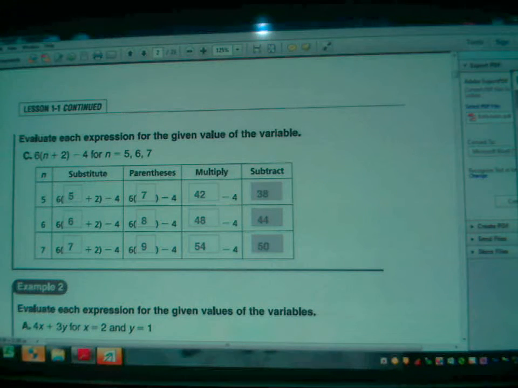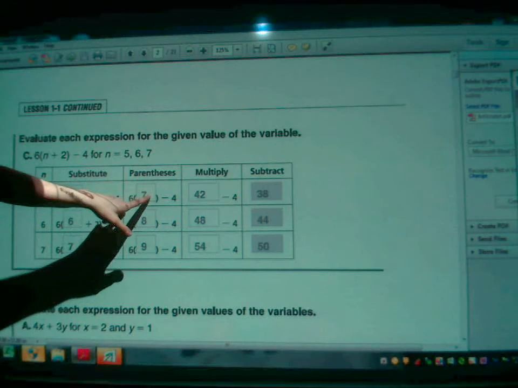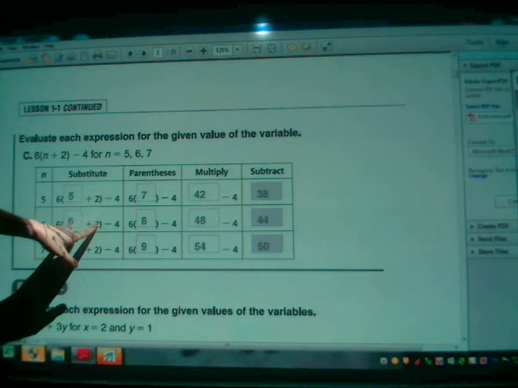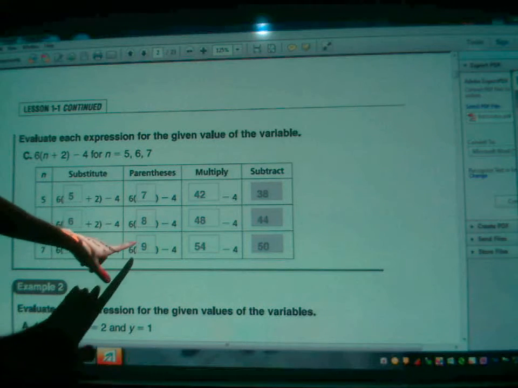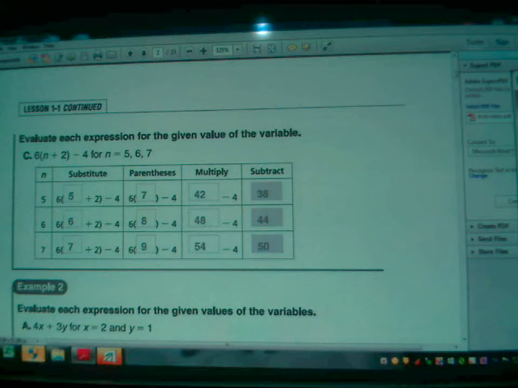Now as far as the solving process goes, because there's multiple operations there, it will again require us to use the order of operations. And you can see that's why they're saying parentheses in the next column, because where it says parentheses, that would be the first step in the order of operations. So in this first row, they've done the 5 plus 2, which is changing into 7. The second row, they've done the 6 plus 2, which changes into 8. And in the final row, the 7 plus 2, which changes into 9.